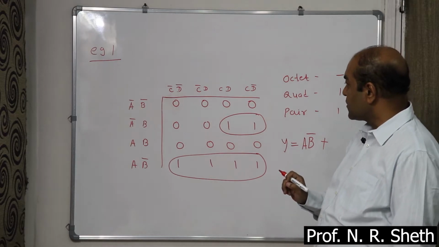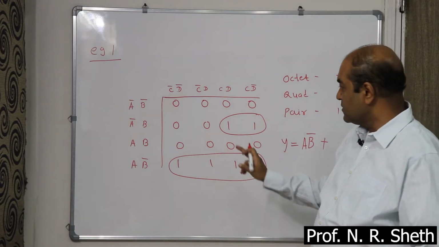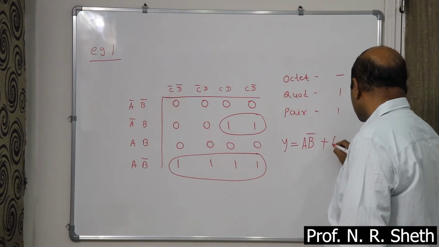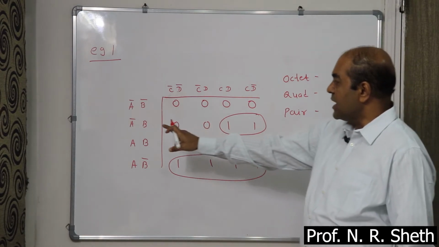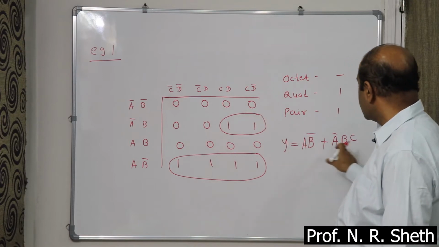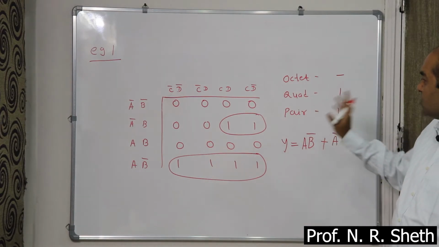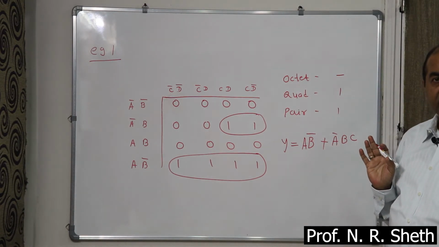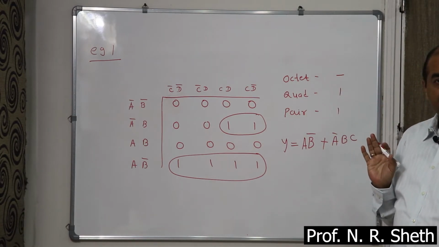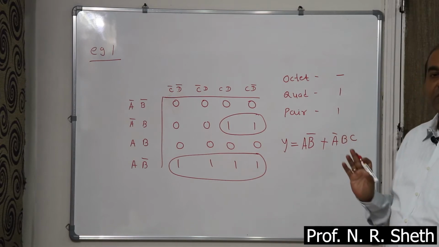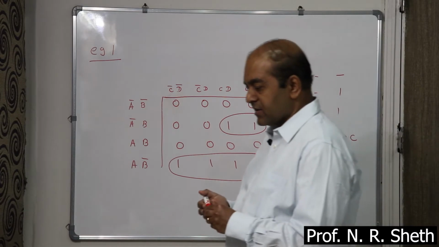About this one, C exists, but D and D bar cancel. So, A bar, B, C, A bar, B and C. Clear? So, you have to place the number of octet, quad and pair, and then after you have to prepare the Boolean equation. Okay? Let us discuss the second example.